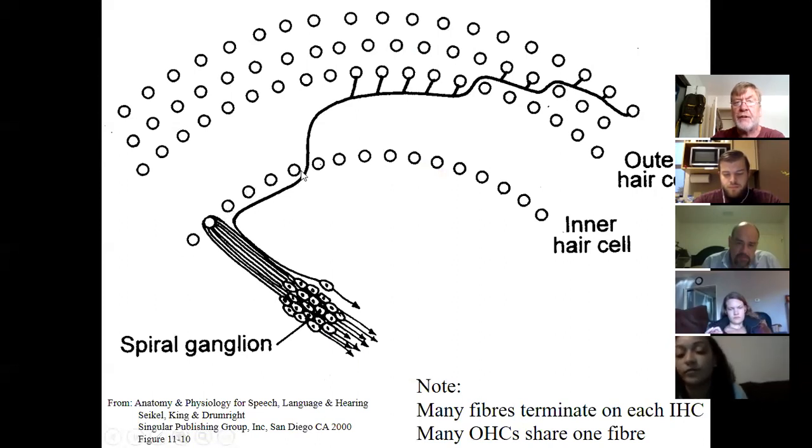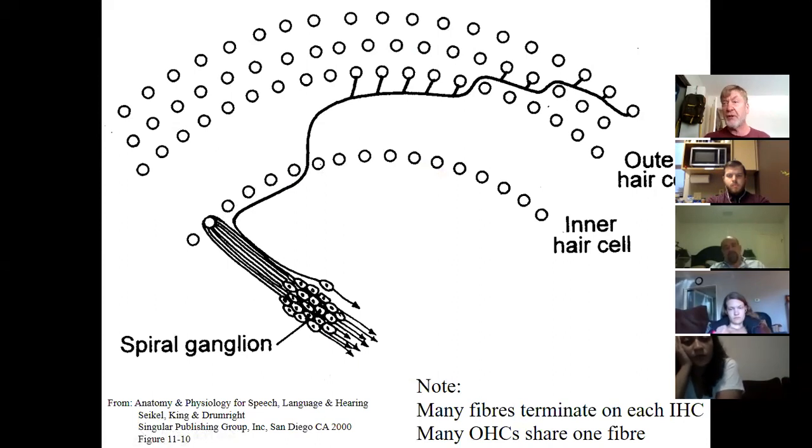Each inner hair cell is spoiled rotten. Each inner hair cell gets 10 eighth nerve fibers. So how many eighth nerve fibers are there? If each inner hair cell gets 10, it's 3,000 times 10. There's 30,000 fibers wrapped together to make the eighth nerve.